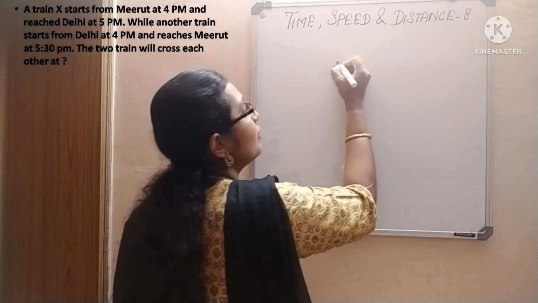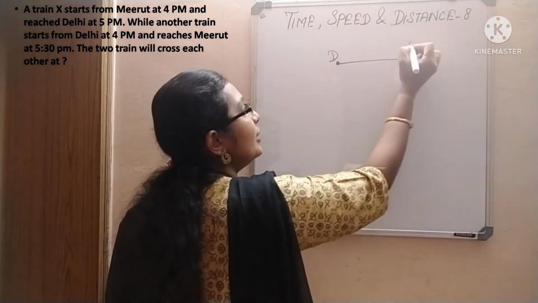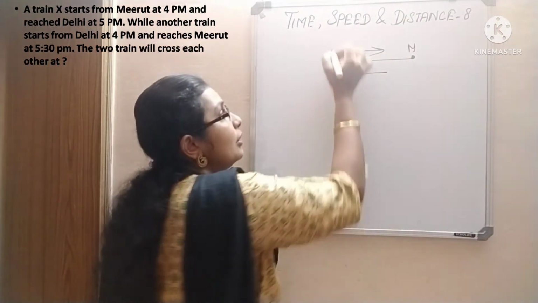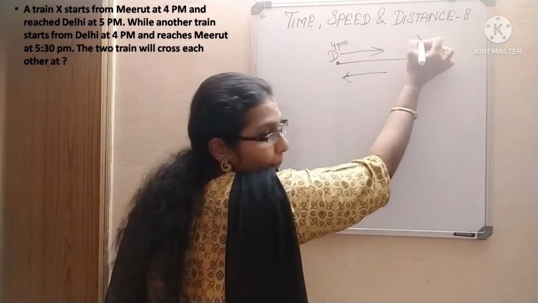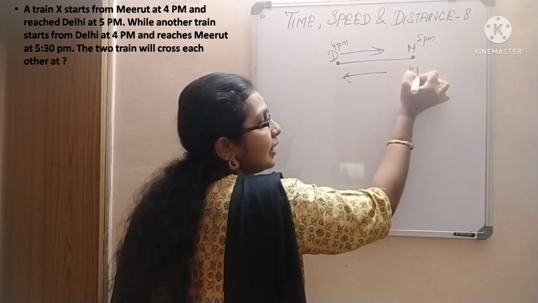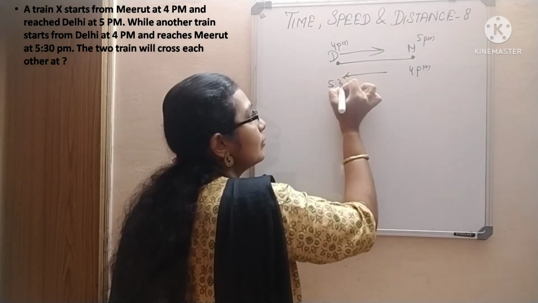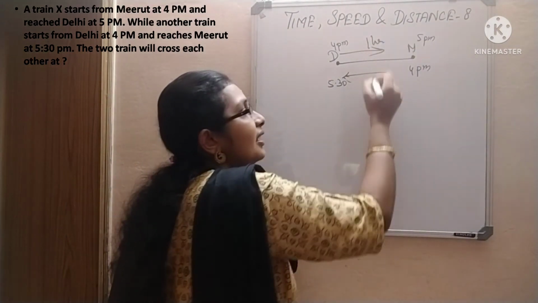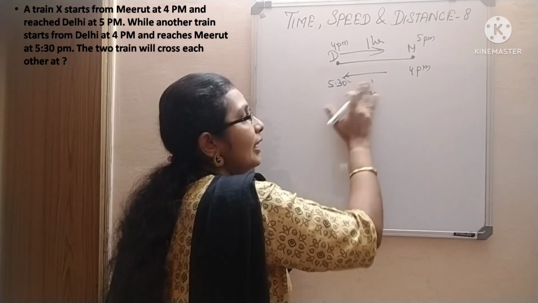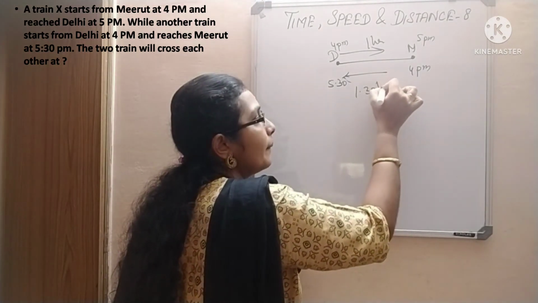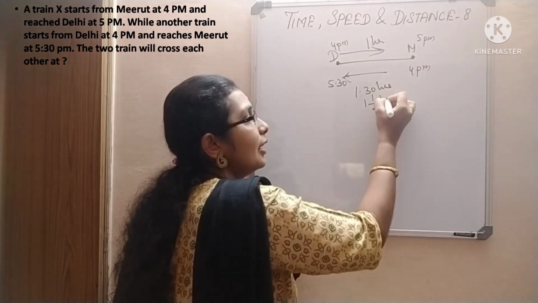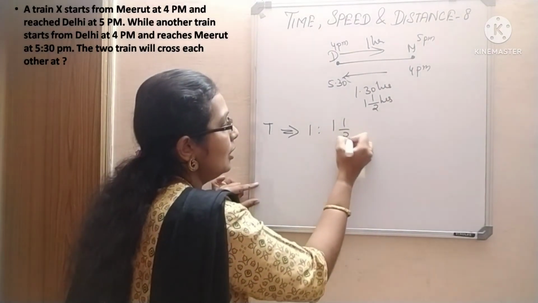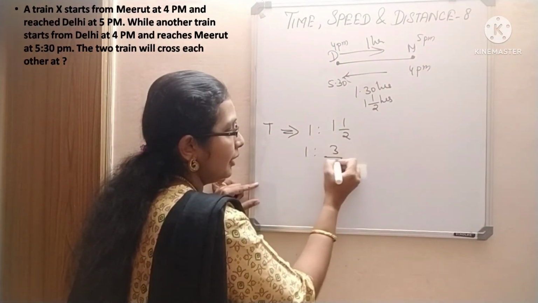Okay. So two trains are there. One is starting from Delhi to Meerut and another is moving from Meerut to Delhi. Clear? Timing you note down: it is 4 p.m. to 5 p.m., and this train is starting at 4 p.m. and reaches at 5:30. Clear? Now find the time taken to reach the destination. Here it is 1 hour and here it is 1.5 hours. Either I can write it as 1:30 or 1 1/2 hours. Correct? Now you can write the time ratio. Time ratio is 1 : 1 1/2, so 1 : 3/2 you will get.